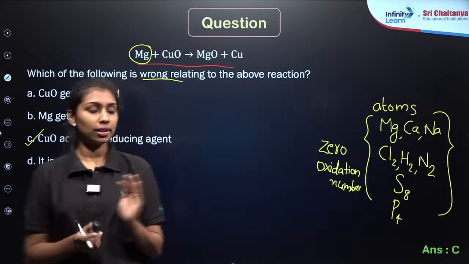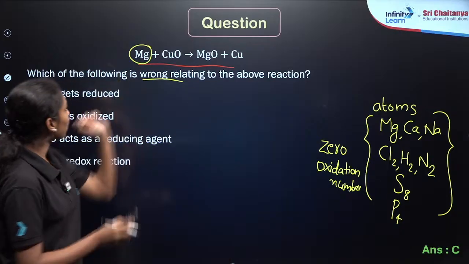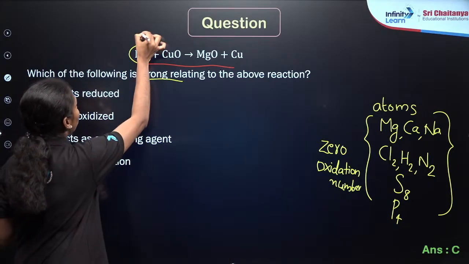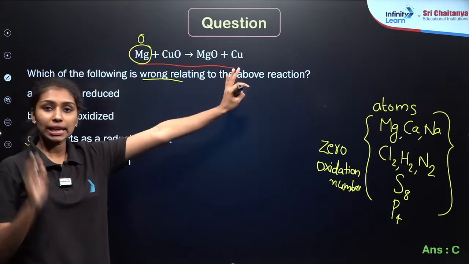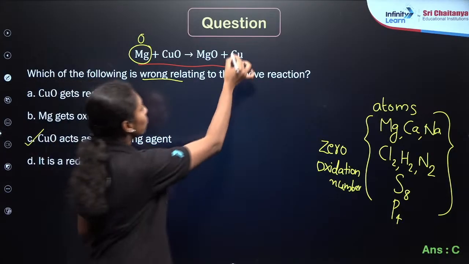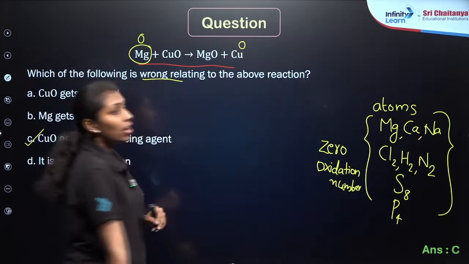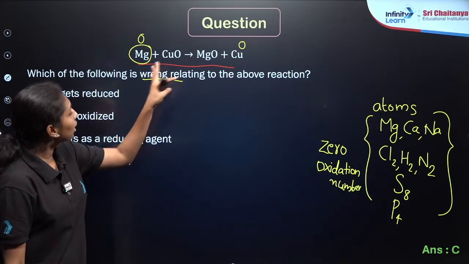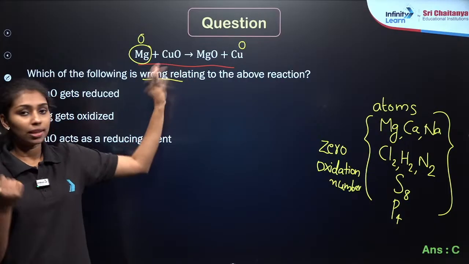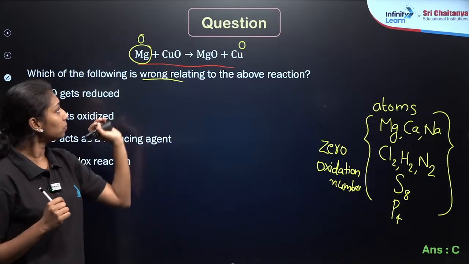Is that clear? So what will be the oxidation number of magnesium here? Because it is a monoatomic molecule, right? So it will be 0. What about copper? Again, it is also monoatomic, right? So it will be in the pure elemental form. It again has the oxidation number of 0. Then what about in the case of copper oxide? What will be the oxidation number of copper?